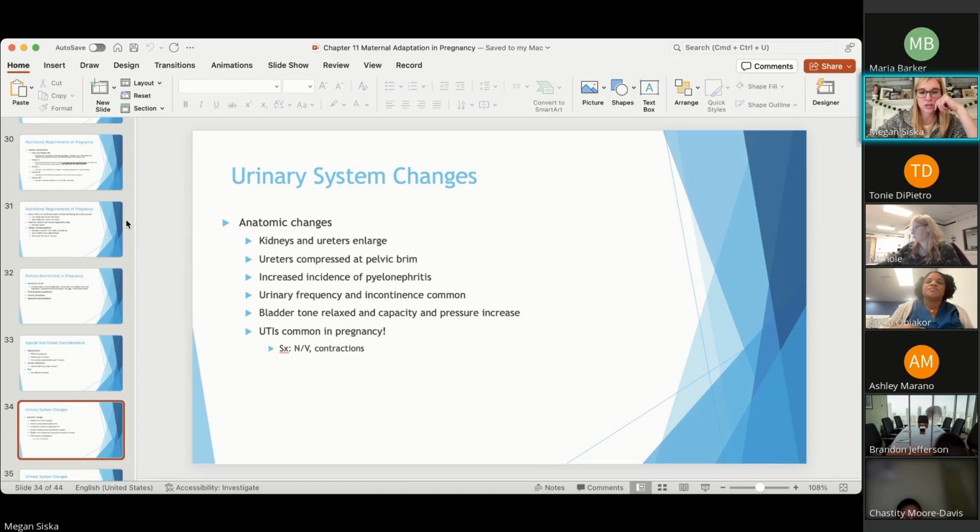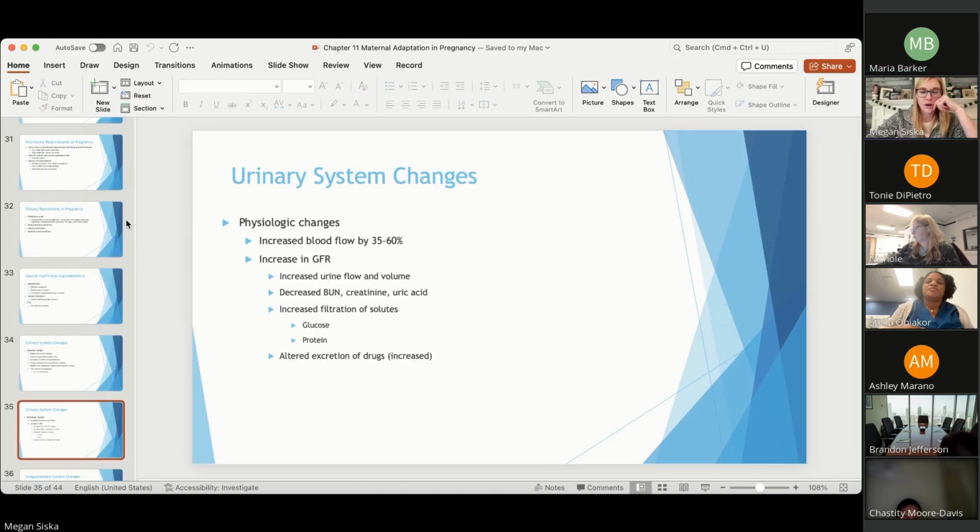It's interesting. All right, so some other changes. Blood volume increases somewhere around 35 to 60%. We have increased GFR, so we have increased urine flow and volume, decreased BUN, creatinine, uric acid.